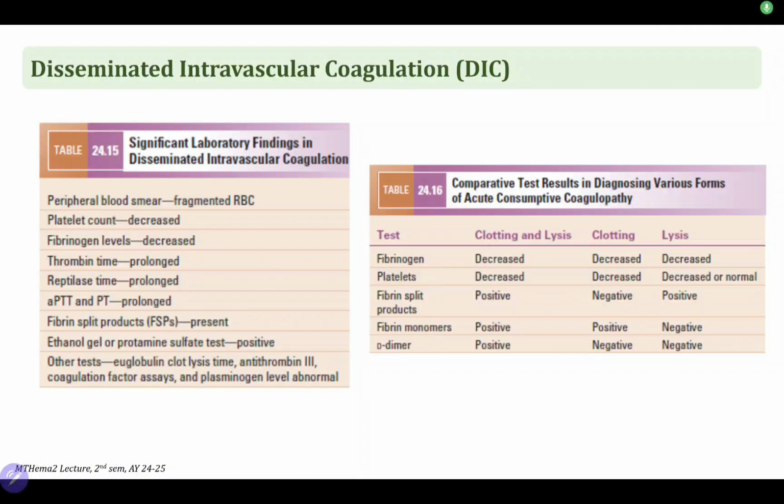So, kindly remember guys, the significant laboratory findings for you to be able to determine the presence of DIC. First off, in PBS, you would see the presence of schistocytes or fragmented RBCs. Platelet count and fibrinogen levels are decreased. Your thrombin time and reptilase time are prolonged, same as with your PT and your APTT. There would also be the presence of FSP or fibrin split products, or FDPs, guys, and D-dimers. Kaya increased siya lagi or present.